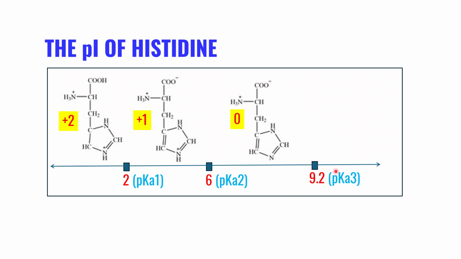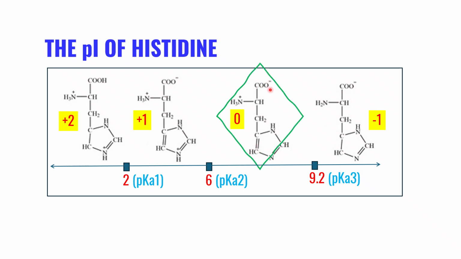If you go further beyond 9.2, then this will be deprotonated again, leading to the formation of this ion which has a net 1 negative charge. So on your left hand side you have the fully protonated form, on your right hand side you have the fully deprotonated form, and in between you have this zwitter ion which carries 0 net charge. So you identify that this is being formed in between pK2 and pK3, right?